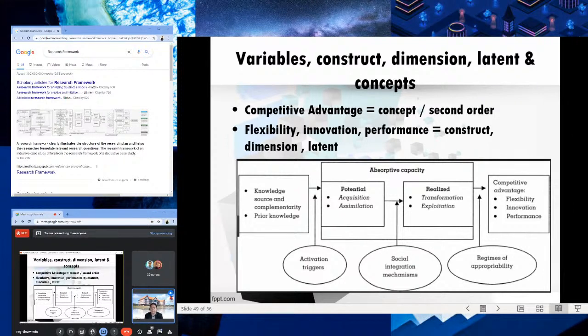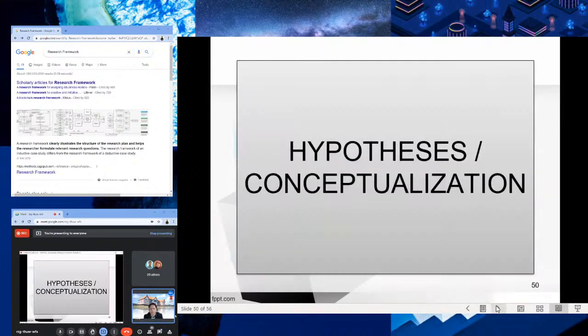Okay, I think this one we can skip. This is the last part, on hypothesis and conceptualization.